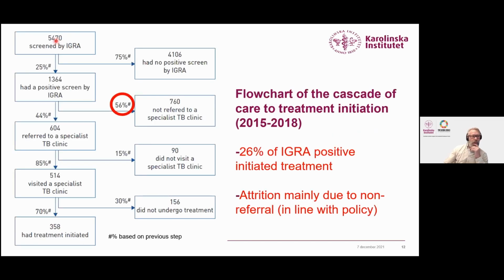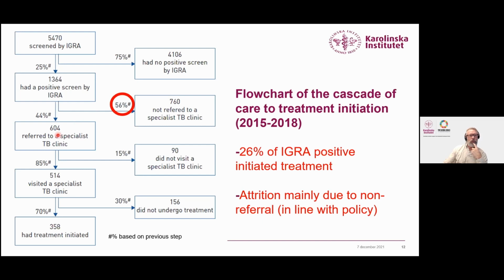So among those, we had 5,470 people being screened by IGRA entering the analysis where all the data was available. And among them, 25% were positive, and we have 1,364 IGRA positives. Now, if you look at the cascade of care, we can see that 56% were never referred to specialist care for assessment of the eligibility. So it means the pre-assessment was that these persons were not eligible for treatment.